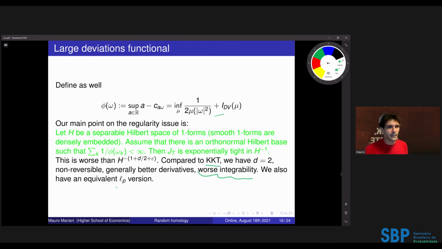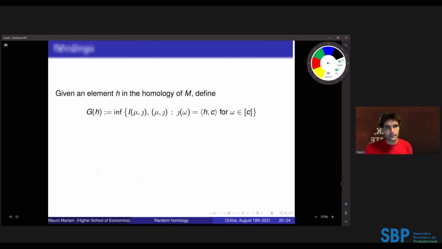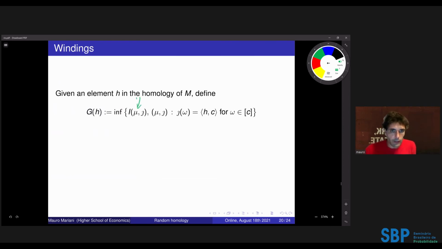Sort of these norms look a bit like the LP norm of the Fourier transform if you do it on a torus. So, okay. And then let's just go back to the original problem of windings. So I have now this I of mu and J, okay? And I project it, I minimize, so I define a new function, G, on the space of homology, which is just the contraction principle from the deviation from the original J. So I just restrict my J to those that for each omega in homology class C, J of omega is equal to H scalar C.